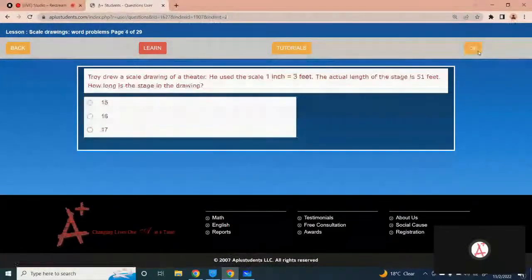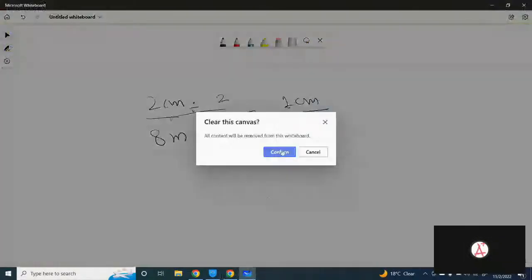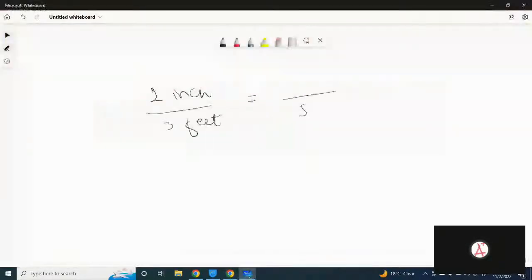Okay, now the next one is: Troy drew a scale drawing of a theater. He used a scale of 1 inch to 3 feet. So it would be 1 over 3. The actual length of the stage is 51 feet. 1 inch to 3 feet. So if originally it is 51 feet, how long is the drawing?